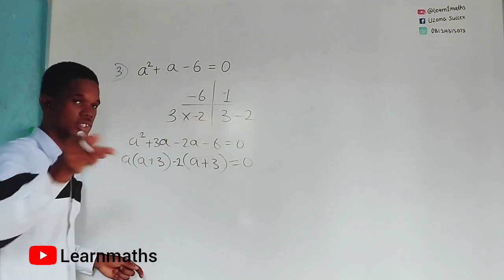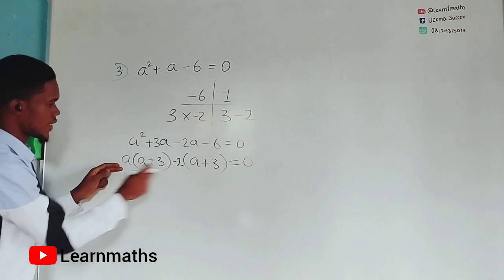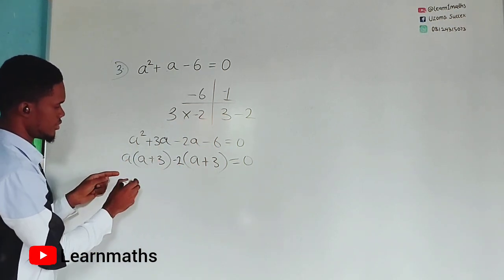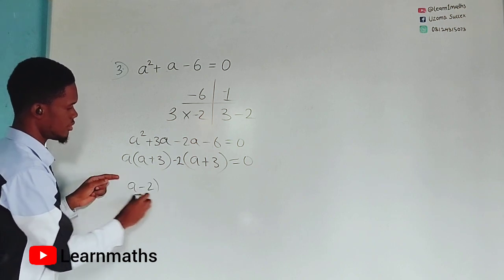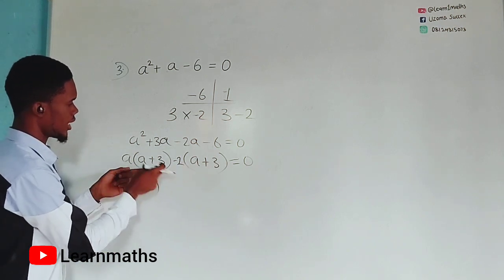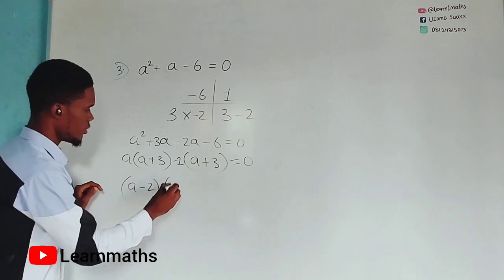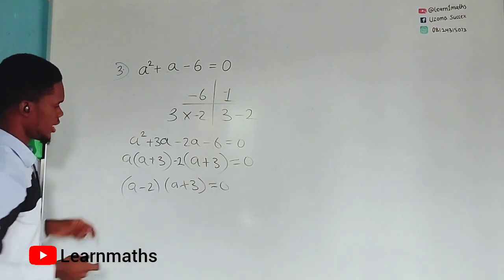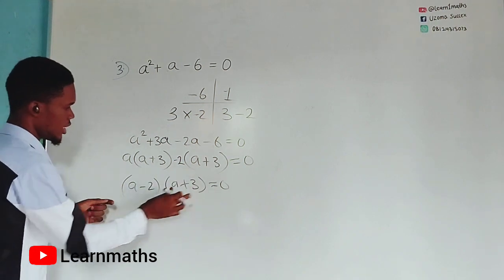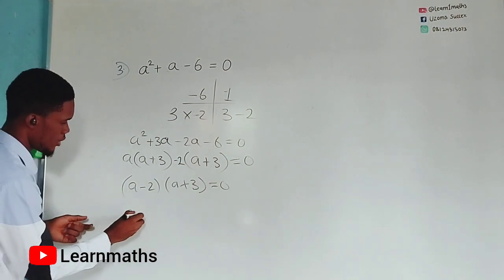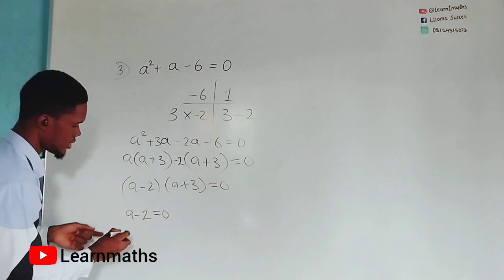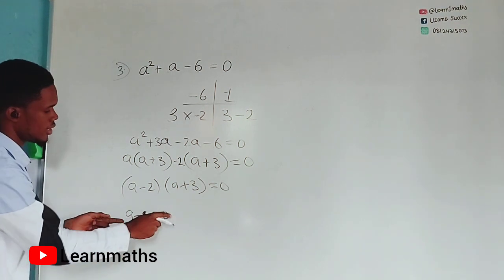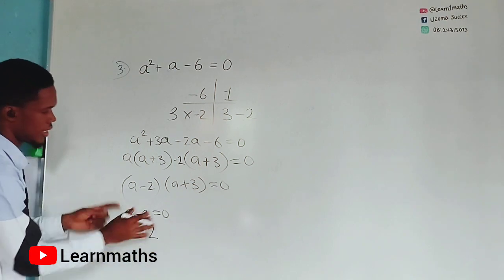Everything equal to 0. Alright, so the two terms outside the bracket are a and minus 2. The two terms in the bracket give a plus 3. So we have a plus 3 equal to 0. Alright, so let me equate this to 0. So a minus 2 equal to 0, right? If you send negative 2 over, it becomes positive 2, right? That's for this bracket.